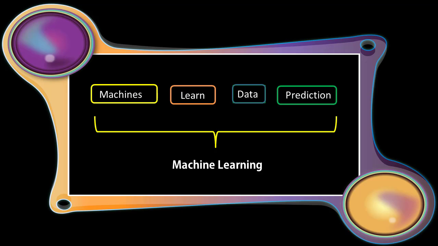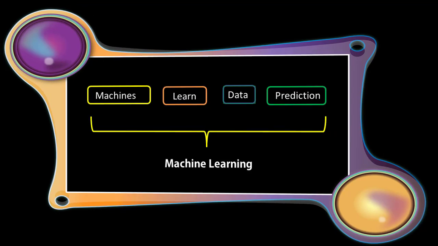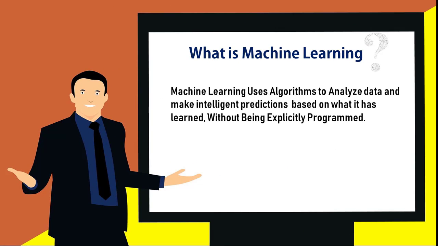Now let's come back and define what machine learning is. We can define machine learning as follows: machine learning uses algorithms to analyze data and make intelligent predictions based on what it has learned, without being explicitly programmed. So we have defined that machine learning uses algorithms to analyze the data and make intelligent predictions based on what it has learned from the data. The data can be structured or unstructured, without being explicitly programmed. I think that you get an intuition about what machine learning is.